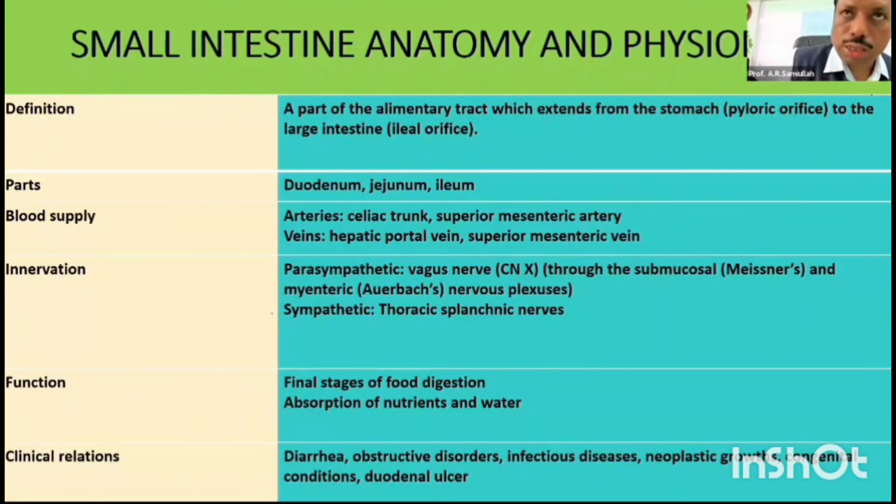Then obstructive disorders. What kind are these? Some kind of food obstruction where absorption does not take place. Infectious diseases like IBS or IBD are also indirectly interconnected to each other. And also neoplastic growth, congenital conditions and different kinds of ulcers. Most of the time, the congenital condition I told you about is the mesenteric artery and mesenteric vein getting stagnation at the time of birth, or maybe post-birth also chances are there. Then further there are duodenal ulcers.